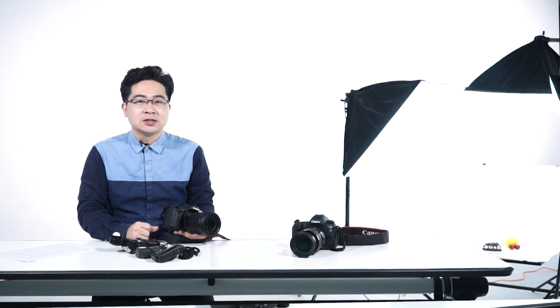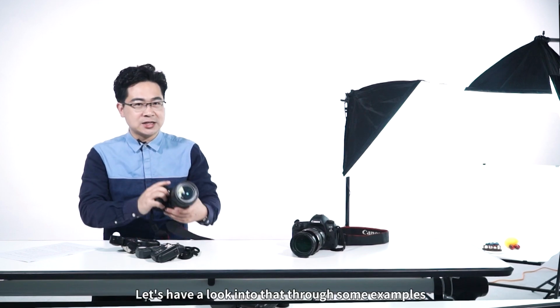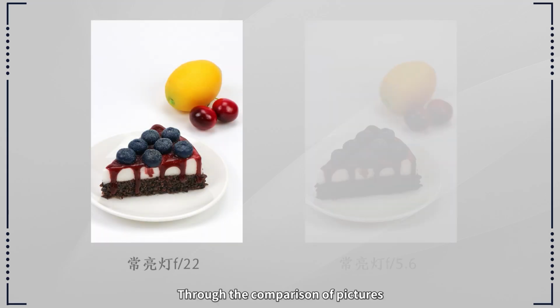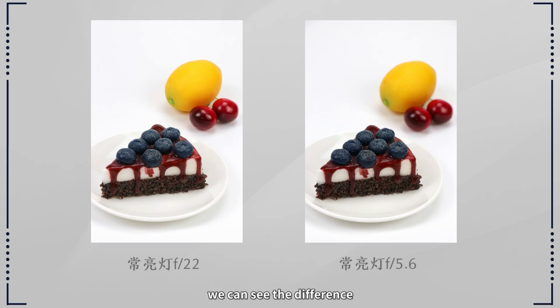For example, if we need the whole object to be clear, we can use a small aperture, like f11, f16, f22. If we need to have a certain depth of field bokeh effect in the foreground and background, we can set the aperture at a wide aperture, such as f4 and f5.6 in the shooting. Let's have a look into that through some examples. Through the comparison of pictures, we can see the difference of the object shot with different apertures.